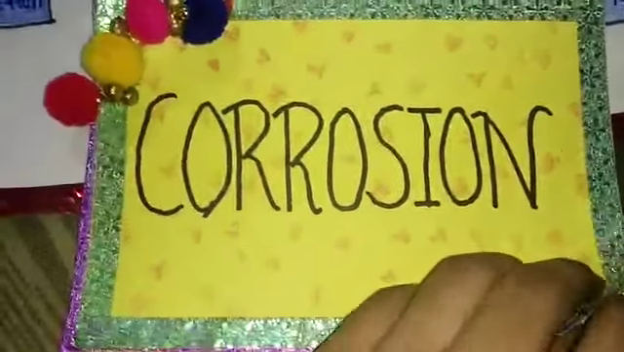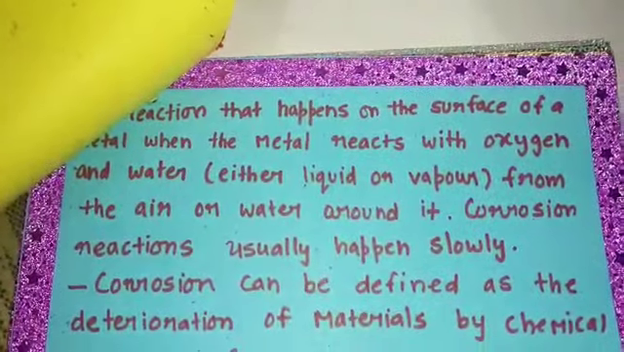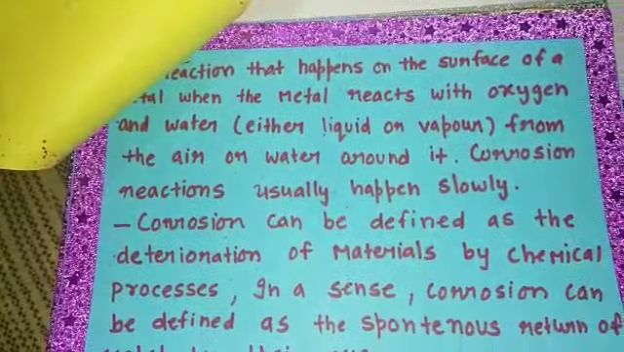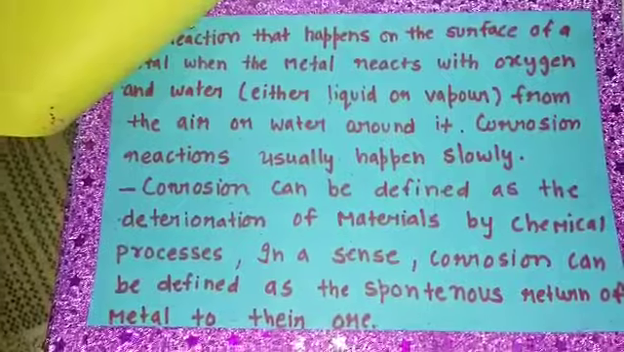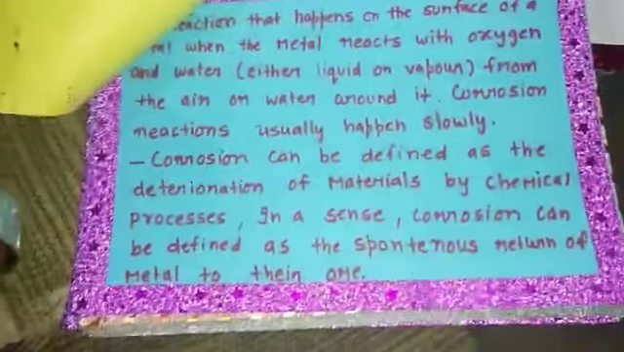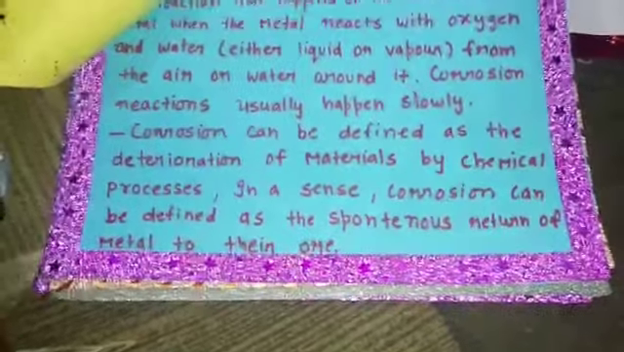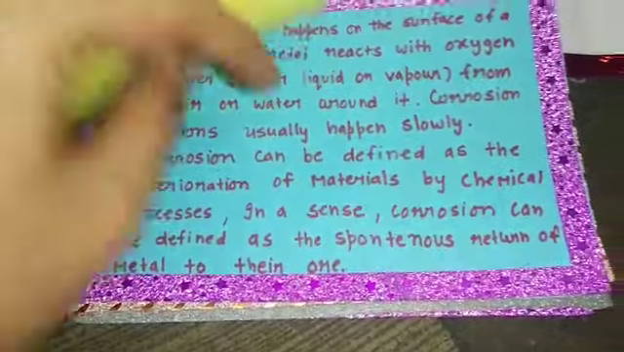Now I'm going to show you this. First of all, the topic is corrosion, then I have written about it. The reaction that happens on the surface of a metal when the metal reacts with oxygen and water, either liquid or vapor, from the air or water around it. Corrosion reactions usually happen slowly. Corrosion can be defined as the deterioration of materials by chemical processes. In a sense, corrosion can be defined as the spontaneous return of metal to their home.